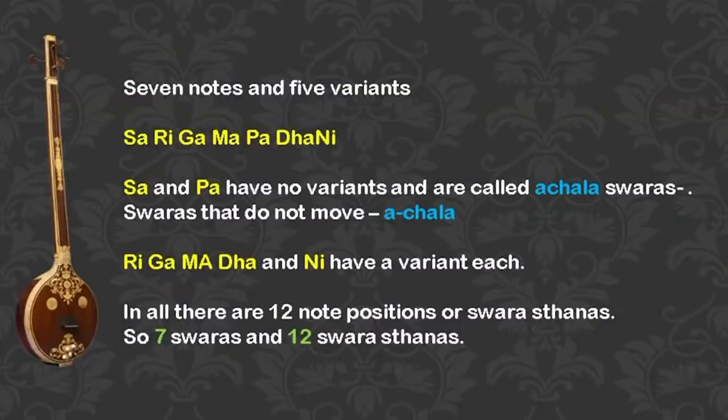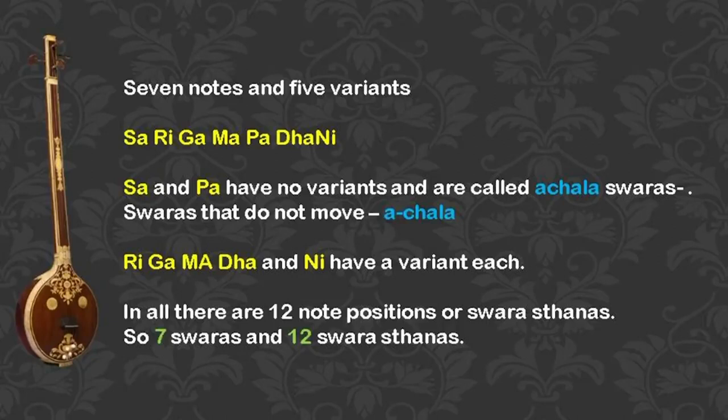Anybody with basic training in music will know that though we speak of seven notes, seven swaras, there are five other notes which are spoken of as variants of five of these seven notes. So we say Sarigama Padhani, of these Sa and Pa have no variants, and therefore they are called Achala Swaras. They don't move. Whereas Ri, Ga, Ma, Dha, Ni each has one variant, and this variant swara is called Vikrita Swara.